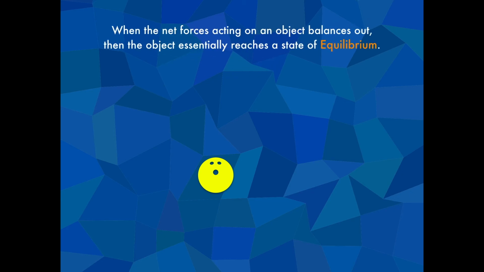We also know that when the net forces acting on an object balance out, then the object essentially reaches a state of equilibrium, or rest, where net force is F equals 0. Inversely, this means that when a body is at rest, the net force acting on it is equal to 0.